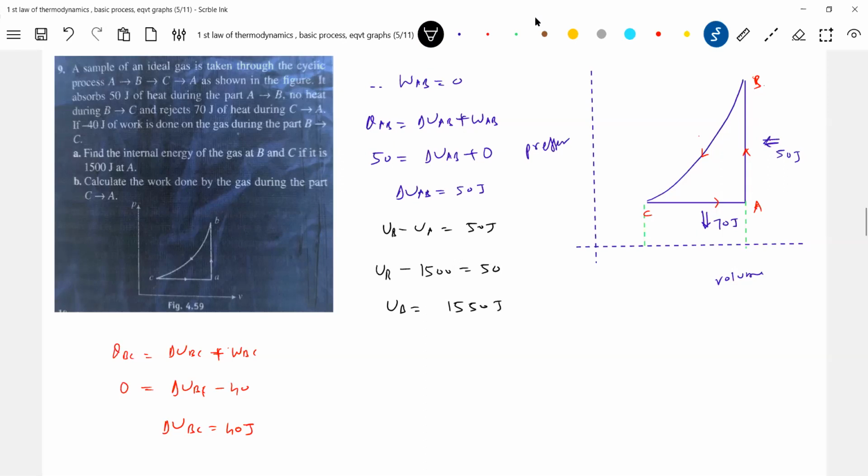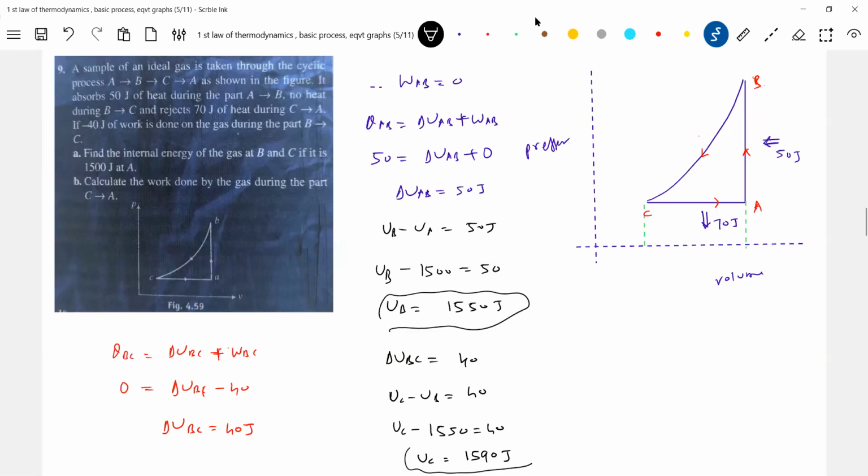Okay, simple. After this, now UBC, will go for it. Delta UBC is equal to 40. If delta UBC is 40, so it should be UC minus UB equal to 40. UB we know, 1550. So UC minus 1550 equals 40. Therefore UC is equal to 1590 joules. So find the internal energy of gas at B and C. Okay, this is what we obtained.